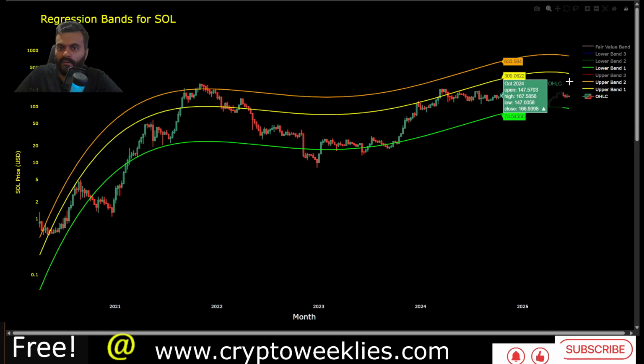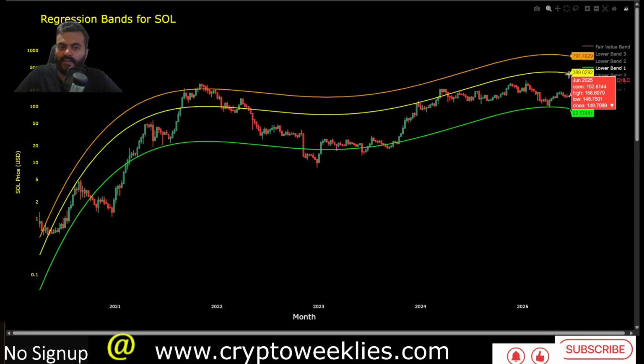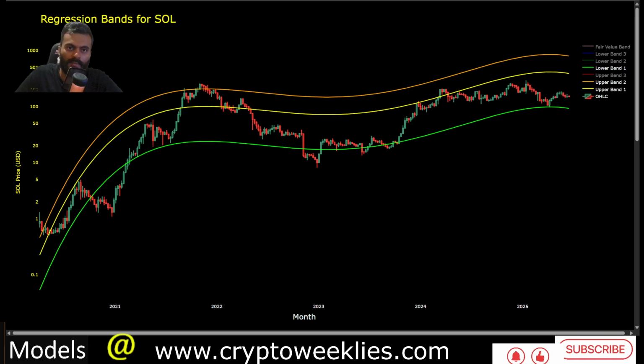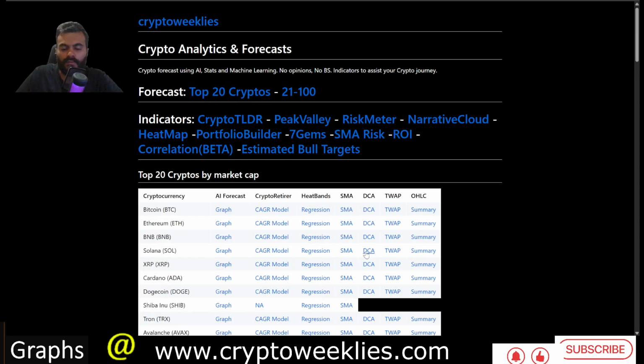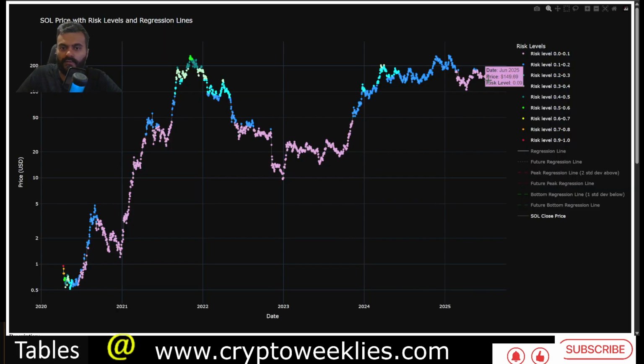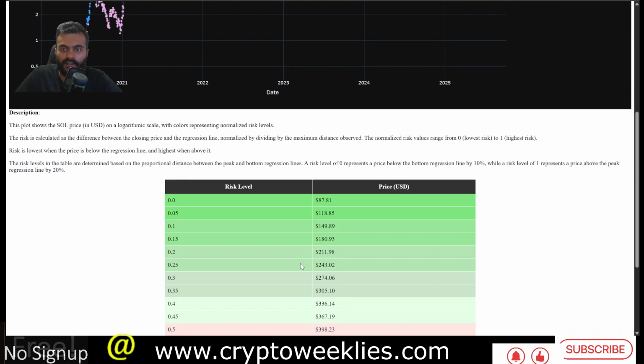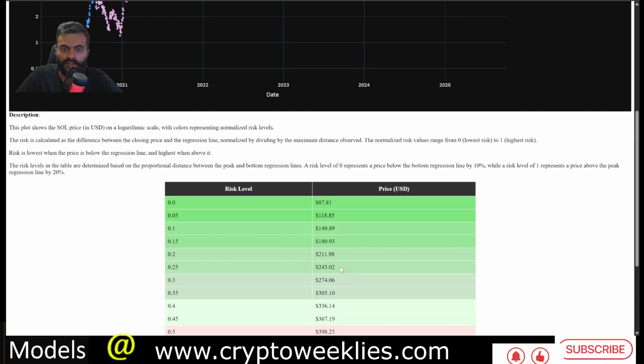That is again close to the midpoint between that 1 standard deviation and 2 standard deviation regression based forecast for Sol as well. So that is a key level to watch in terms of regression based valuation. Right now the DCA levels, whenever the risk level is color coded based on accumulation risk, right now it's coming in at less than 10% at this point. All things considered, if the price action were to go to that 20 to 30% risk per this model, the price of Sol could be between $211 to about $274 in the shorter term.